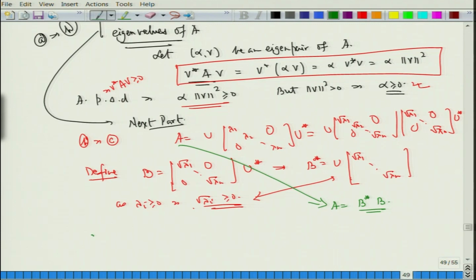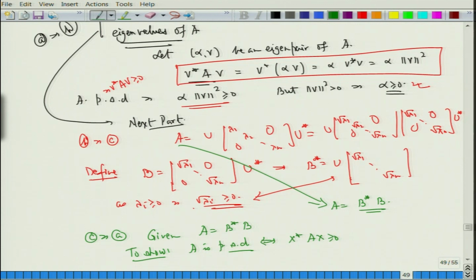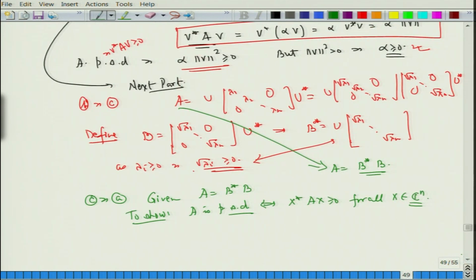Now C implies A. So given A is equal to B star B, to show A is positive semi-definite, which is the same thing as showing that x star A x is greater than or equal to 0 for all x belonging to C^n, and this is what you have to show. So let's compute that part.